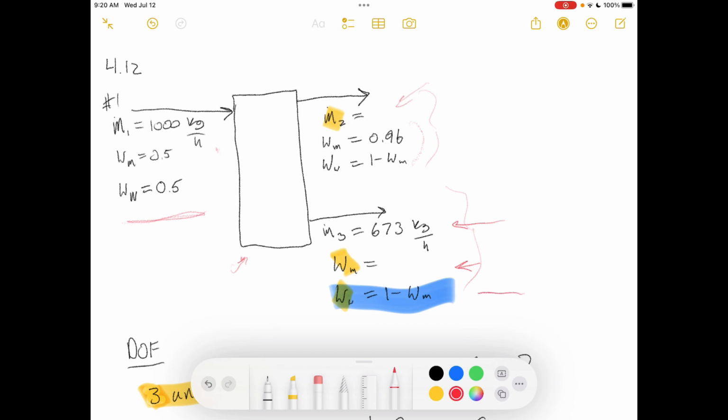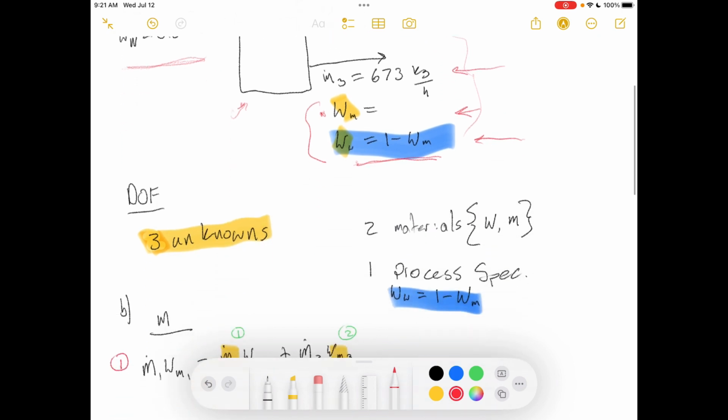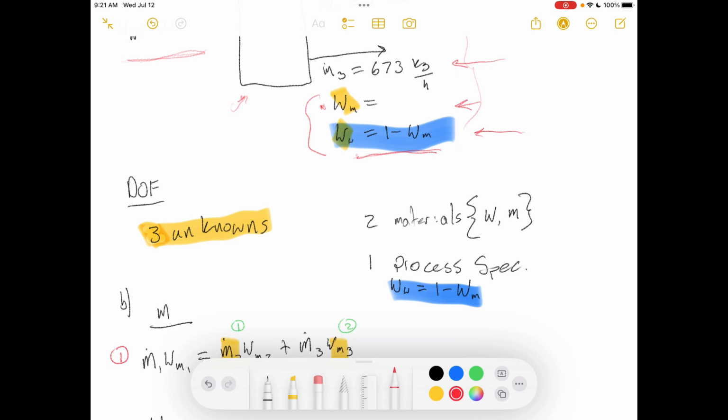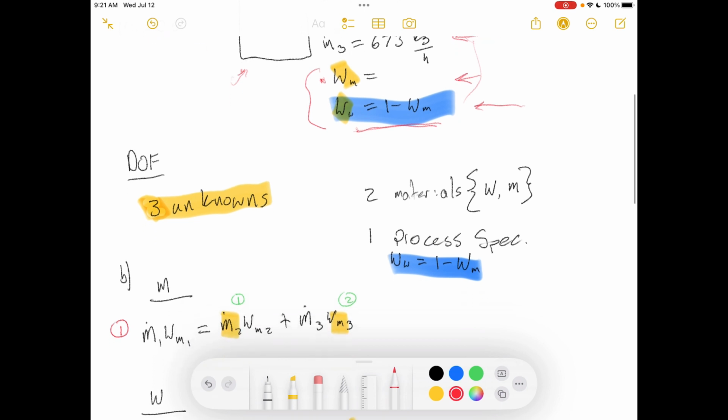Okay, so I've highlighted all of the unknowns in yellow. I put a blue marker here because we do have the process specification that there are only two components in this stream, so all we need to know is one of them, and then the other one will be 1 minus whatever that composition is, that weight percent, or weight fraction. Okay, so we've got 3 unknowns, we have 2 material balances we can do, and then we have that process specification.